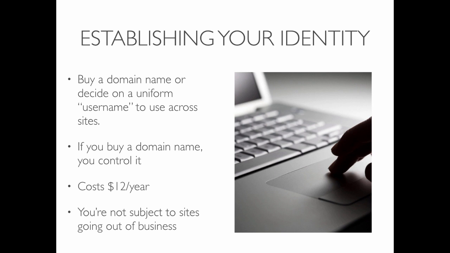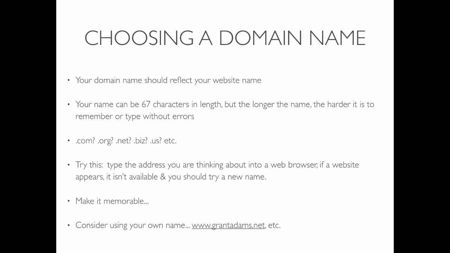If you buy a domain name, obviously you control it and you control what's on it. It costs about $12 a year, and you're not subject to sites going out of business. If you were going to choose a domain name, you'd like it to reflect your name somehow, grantadams.net, something like that. Your domain name can be up to 67 characters in length, though in reality, it's too long to type, and you'll probably drive yourself nuts.